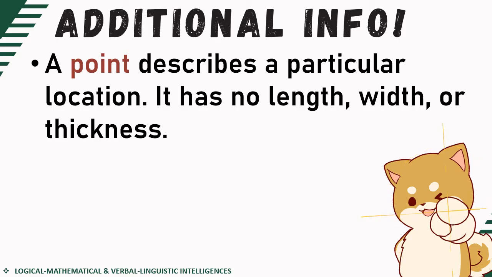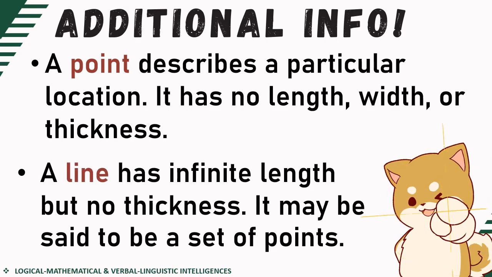Let's have point. A point describes a particular location. It has no length, width, or thickness. A line has infinite length but no thickness. It may be said to be a set of points.